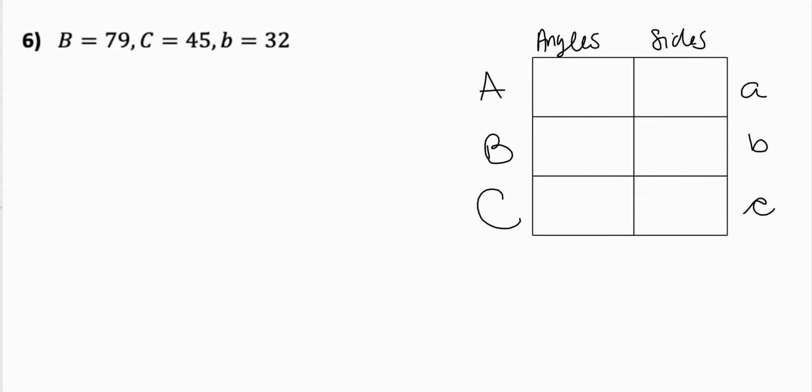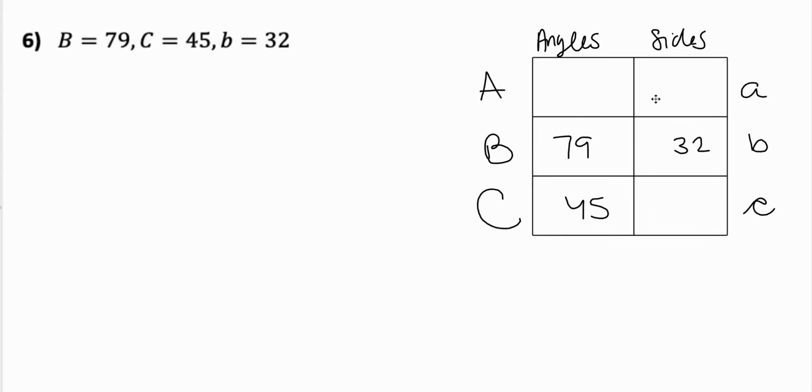This is a non-right triangle, so we will be using law of sines and cosines. I have my chart of angles and sides: big A, big B, big C, little a, little b, little c. I fill it in with big B is 79 degrees, big C is 45 degrees, and little b is 32.